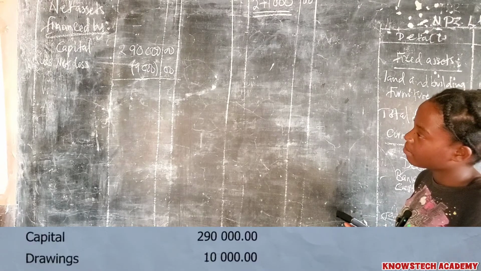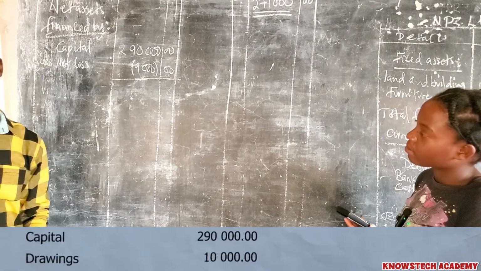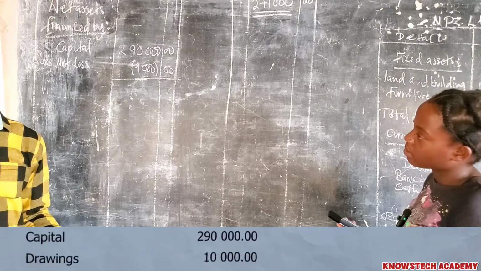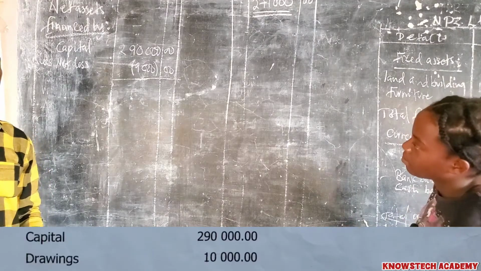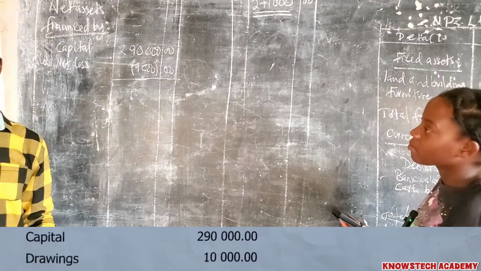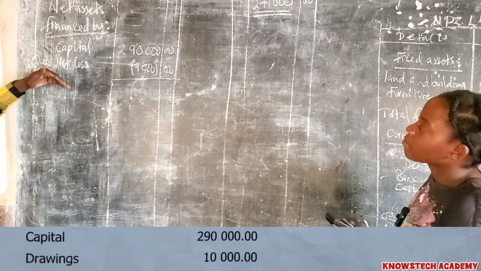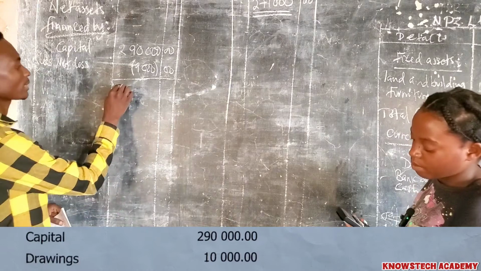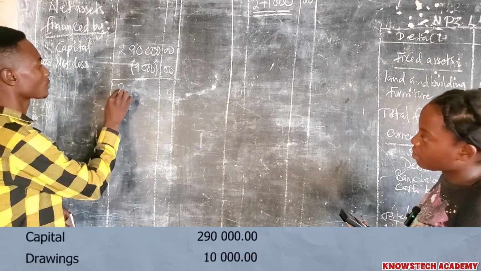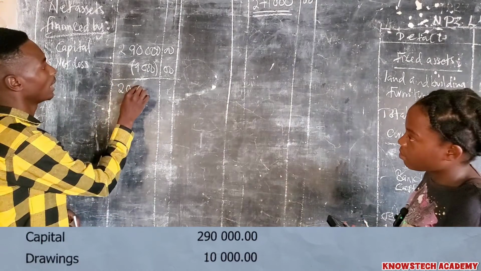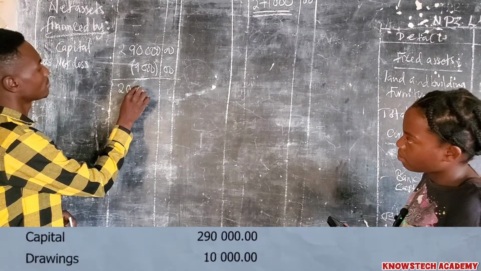Capital minus loss or capital plus profit, what do you have? It's still capital. Yes. That's why it's just under financed by, but this is under capital. All right. So when you subtract, how much do you have? 20,000. No, no. 28.